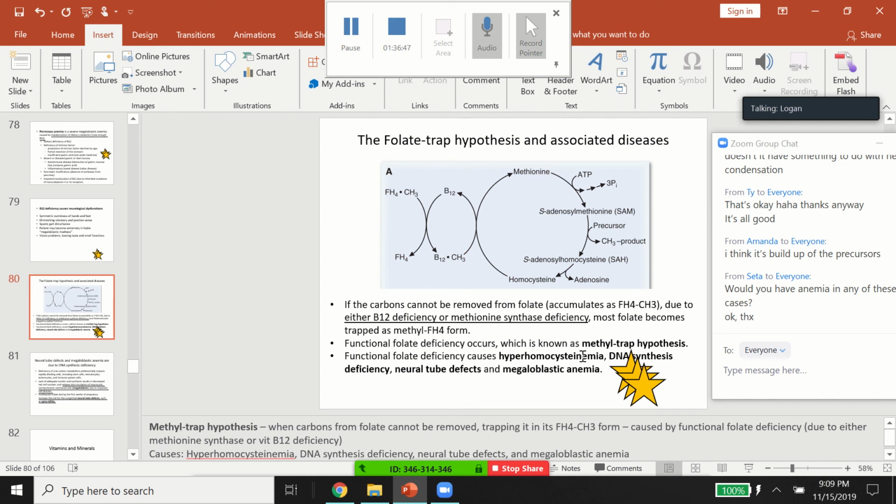Now, what exactly does that cause? All these things. Hyperhomocysteinemia, because you end up with a whole bunch of homocysteine. DNA synthesis deficiency, because you're not able to use tetrahydrofolate to form that whole dTMP thing that we already talked about. You also get neural tube defects as well as megaloblastic anemia, which we've already talked about with the whole B12 problem.